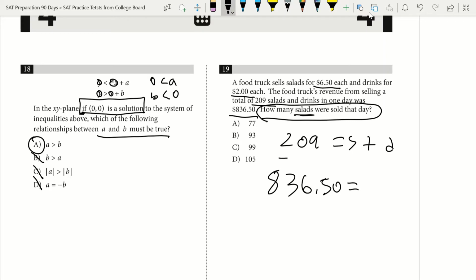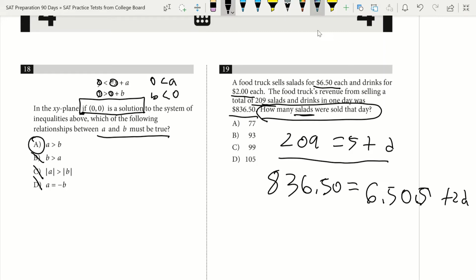Notice how I said 209 is equal to S plus D. That's because we had 209 salads and drinks sold in that day. So 209 is equal to the number of salads plus the number of drinks sold. Now our revenue is going to equal the $6.50 per salad, S, right? That's an S, not a 5, plus our $2 per each drink, so plus 2D.